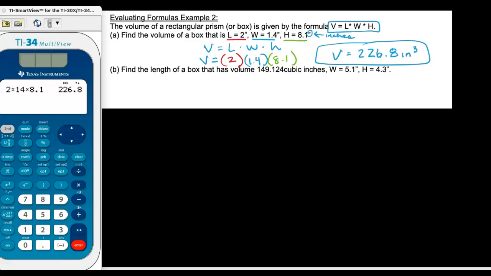And so for the next one, I'm going to do the same thing. Volume equals length times width times height. I write down the formula, and then I identify what I know and what I don't. It looks like the width is 5.1, so I'm going to plug that in. And the height is 4.3. And they give us the volume of 149.124, so I'll write that down. I don't know what the length is, so I write L there.